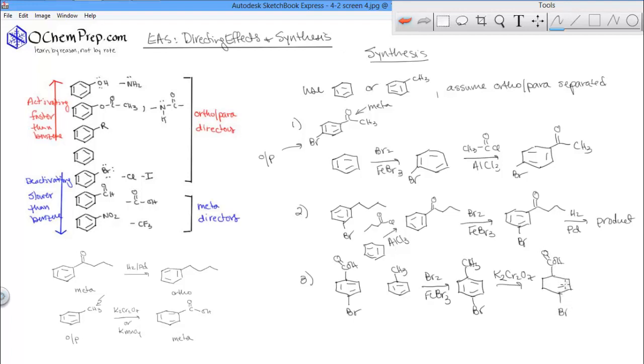If you had done it in the other order, this is a meta director. If you had done dichromate first, you would have had meta-bromobenzoic acid. So that finishes electrophilic aromatic substitution and all the reactions that go with it.